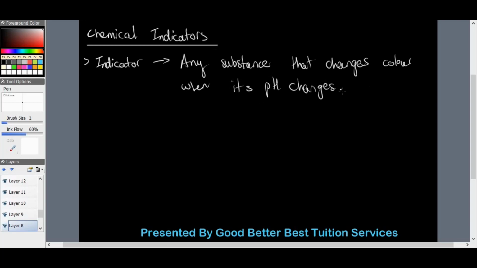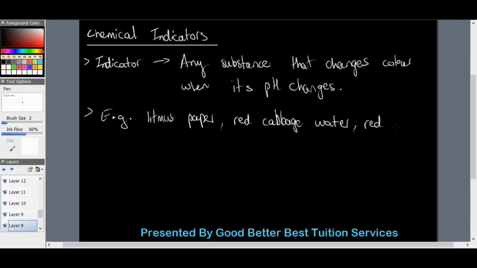Now, examples of chemical indicators that we can use, and I did make one of these when I was at school, are universal indicators, such as litmus paper, and of course red cabbage water, which is the indicator that I used. Okay, and another one, red onion water.